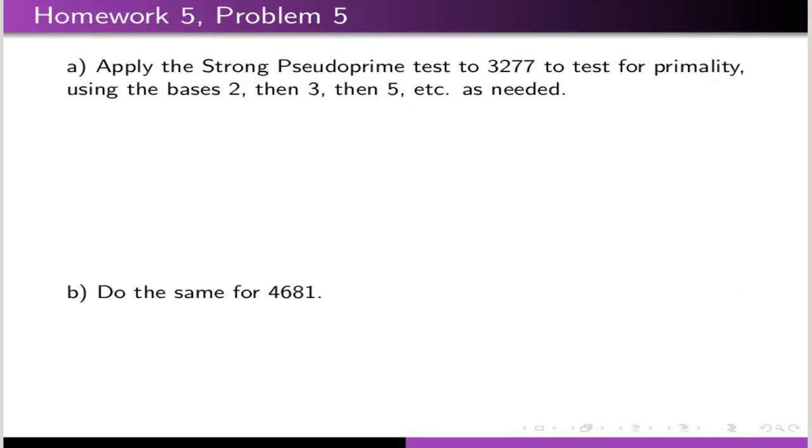Problem 5. Apply the strong pseudoprime test to 3277 to test for primality using the bases 2, 3, 5 as necessary. In this one, use a computer to do all of your modular arithmetic. You can go to Wolfram Alpha. We just start by factoring this number and following the examples that I did in the lecture. I think we have some good examples. You can go back to the lecture notes from this section and use a computer to follow the test.